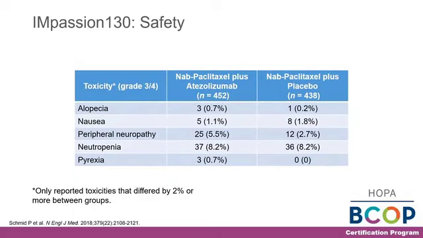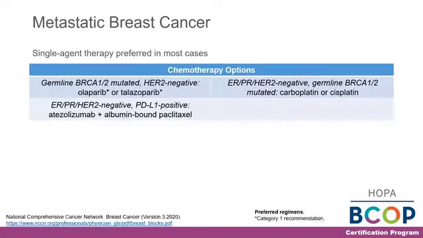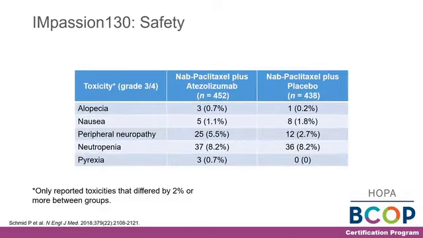Grade 3 and 4 toxicities are listed here as well, and they only reported those toxicities that differed by 2% or more between those groups. And so peripheral neuropathy actually was much higher in the group that received atezolizumab plus nab-paclitaxel, which is interesting. Based on the IMpassion study, the FDA did approve atezolizumab in combination with nab-paclitaxel to be used in patients with ER/PR HER2 negative breast cancer in the metastatic setting.